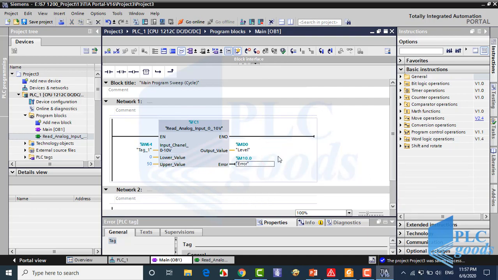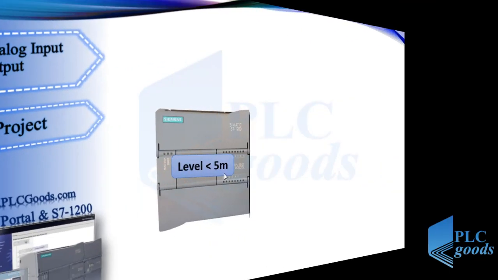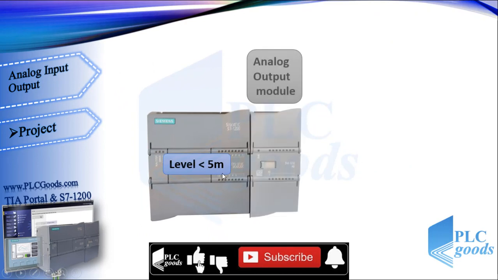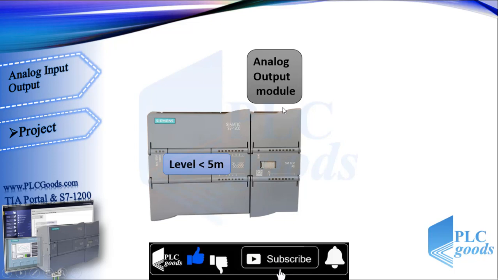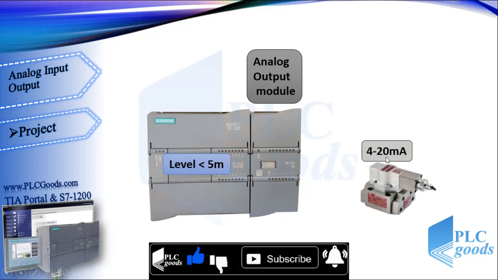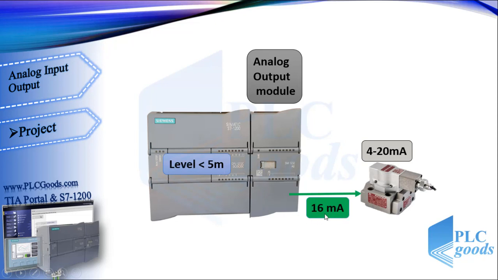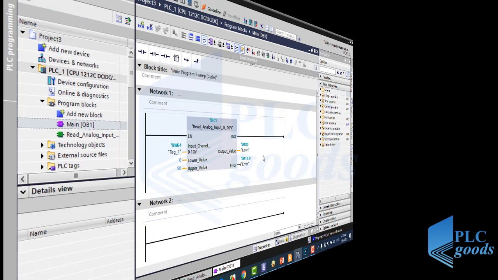Let's extend this program. Alright, we're going to learn how an analog output module can be defined and used in TIA software. Then we're going to turn on an electrical valve with 16 mA if the level is less than 5 meter. My CPU doesn't have any analog outputs. So I need to use and modify my hardware in TIA software.